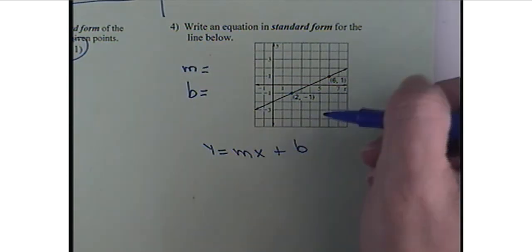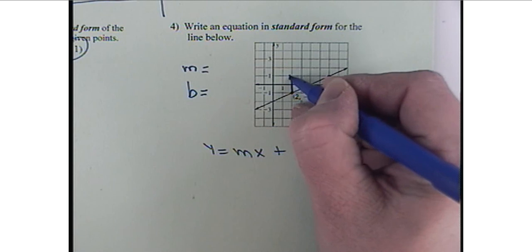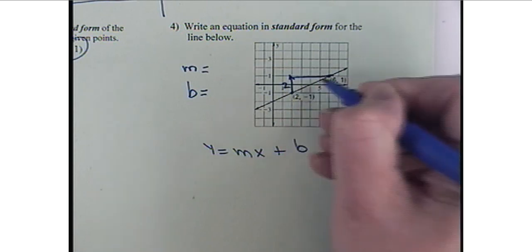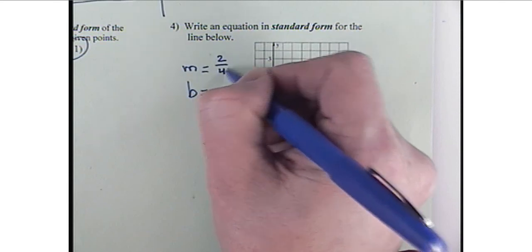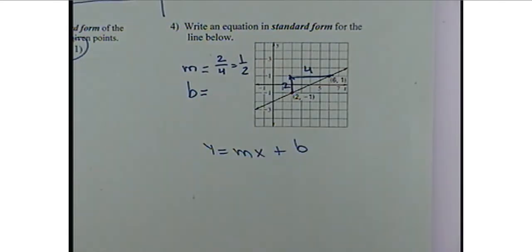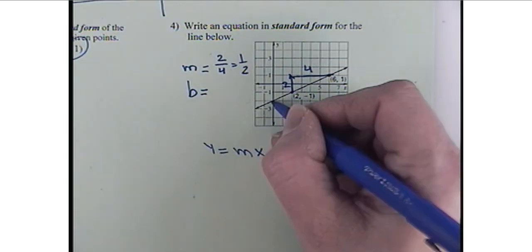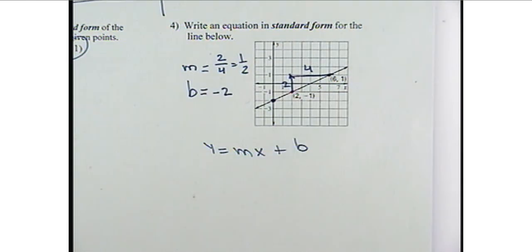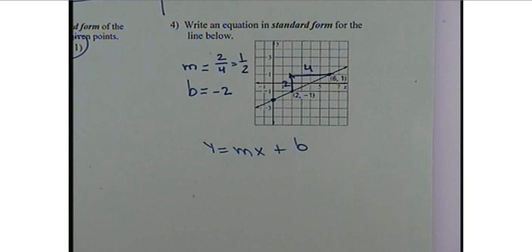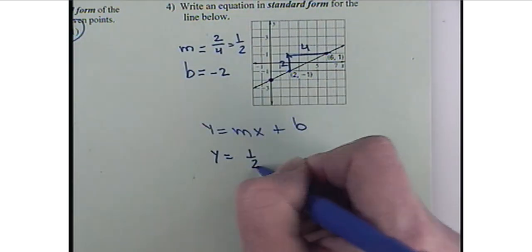The slope will be 2 up and then run 4. So 2 up and run 4. Positive slope 2 over 4, which will be 1/2. So the slope in this case is 1/2. B, the y-intercept, is right here, and this is exactly negative 2. So let's go ahead and substitute m and b into this equation. y equals 1/2 x minus 2.